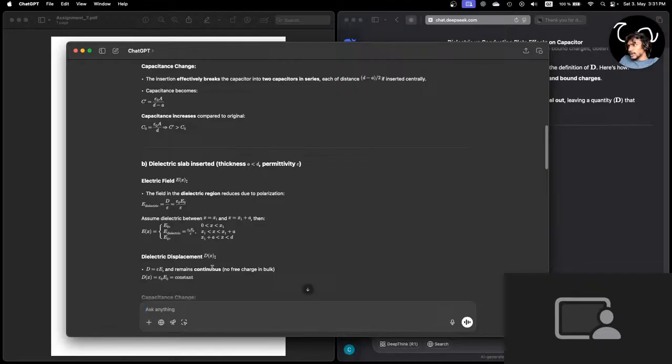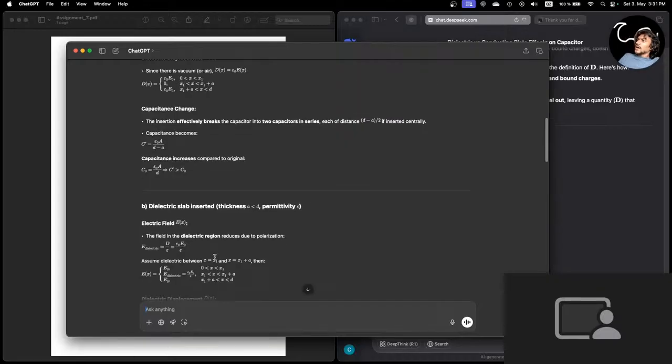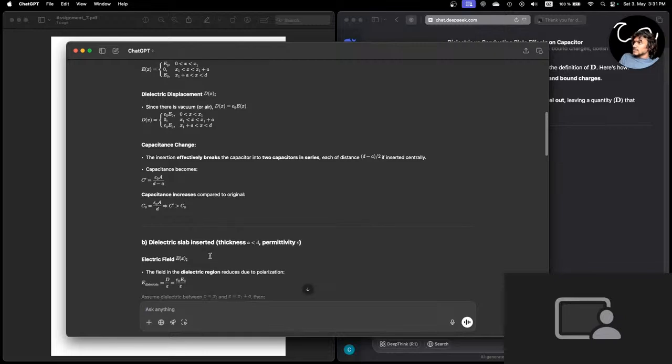the dielectric displacement inside the... I did not understand the dielectric displacement.